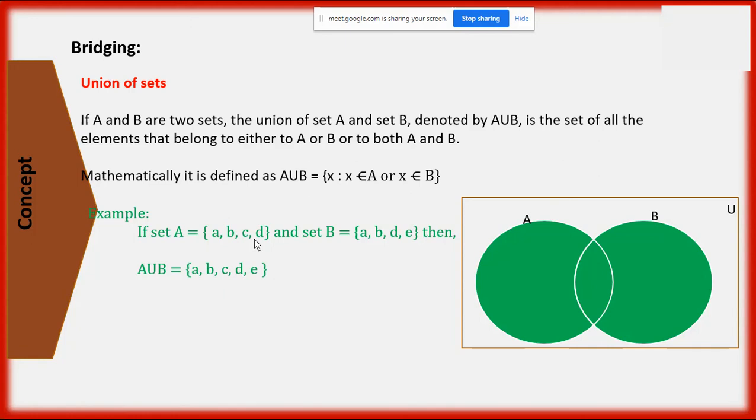Now for the intersection part. I think Sopal asks how they are commutative. That means A union B and B union A. If you work out an example, you will get the same answer for A union B and B union A. That's why it is commutative. A union B equals B union A.